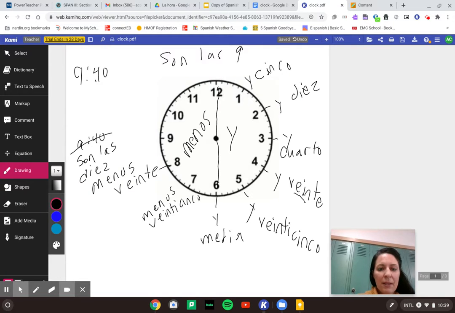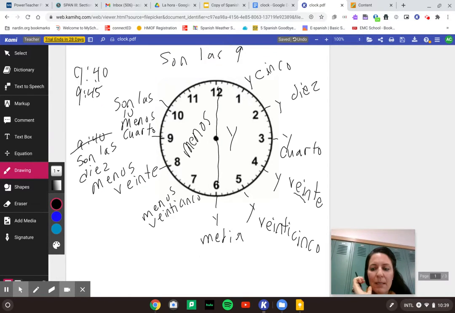minus 25. And then this one's going to be menos cuarto, minus a quarter. So even though over here it was y cuarto, now it's menos cuarto. That would be the equivalent of 9:45. So we would say son las 10 menos cuarto. And then what do you guys think we're going to do for 10 minutes to? For that one, it would be son las 10 menos 10, because it's 10 minus 10 minutes.